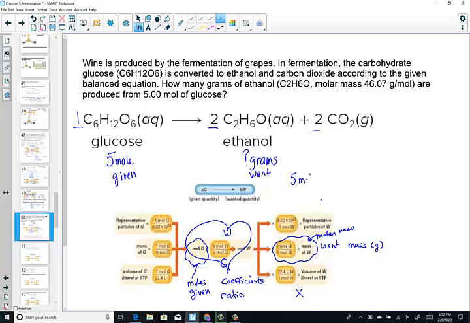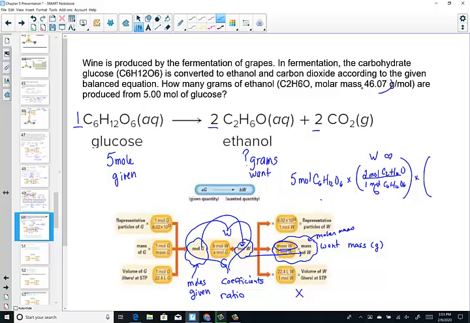Start by writing our unit, 5 moles of glucose. We need a coefficient ratio of want over given, the heart of our stoichiometry problem. We want to know ethanol. Its coefficient is a 2. We started with glucose. Its coefficient was 1. That brings us from moles of given to moles of want. So now here I'm standing at the moles of want. I have another step though. I've got to get out to grams. And I literally trip over my conversion factor, which is molar mass.